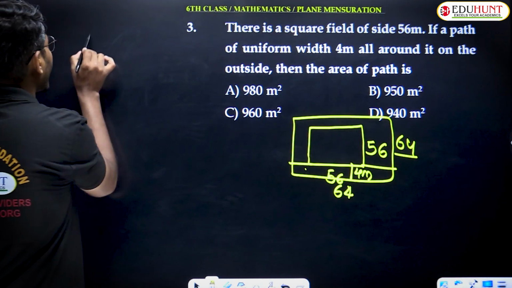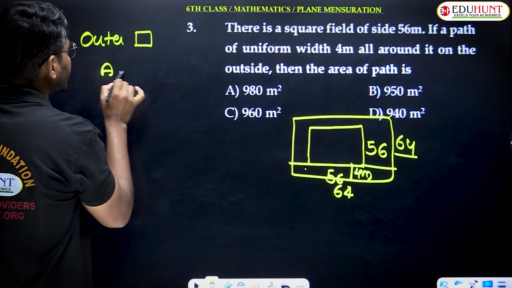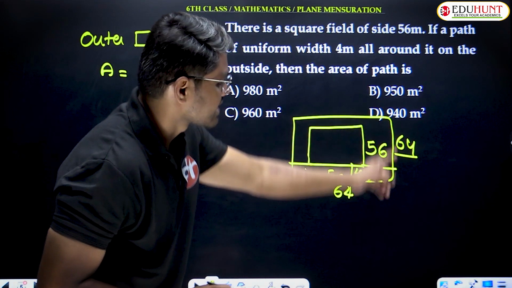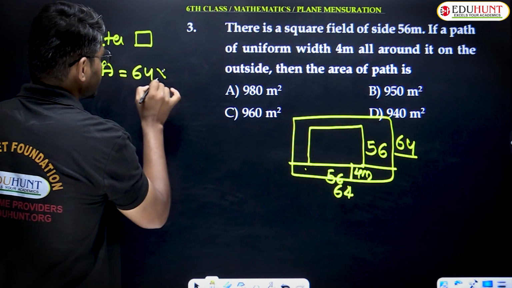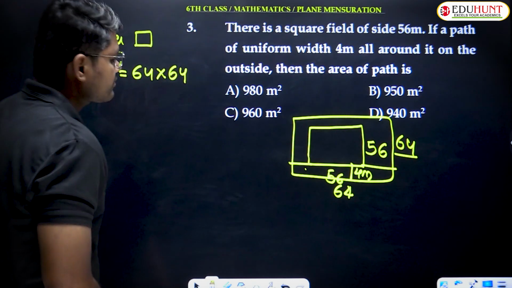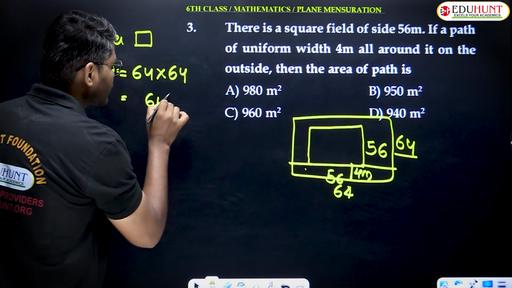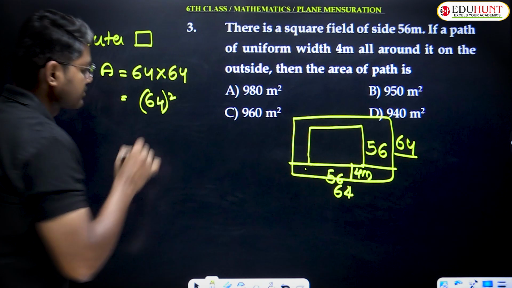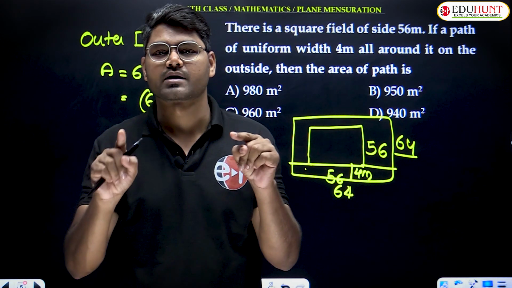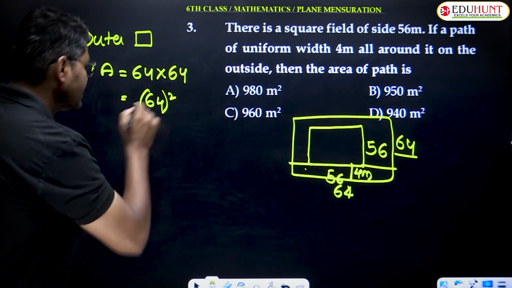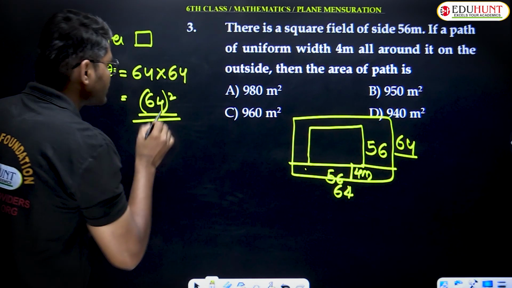So here the outer square area is equal to the outer square side, which is 64. So 64 into 64, which can be written as 64 square. I'll tell you a very simple trick to find the square of any 2-digit number. Have a look into it. 64 square is there. Okay. So how do we find 64 square?